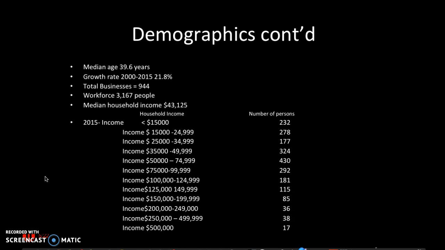Those in the category of $15,000 to $25,278, $25,000 to $35,177, $35,000 to $50,000 household income was 324 people. $50,000 to $75,430. In the category $100,000 to $125,000 was 181, and if we were to go to the 500,000 people earning over 500,000 and above, that only represented 17 people in the entire population of Floresville.